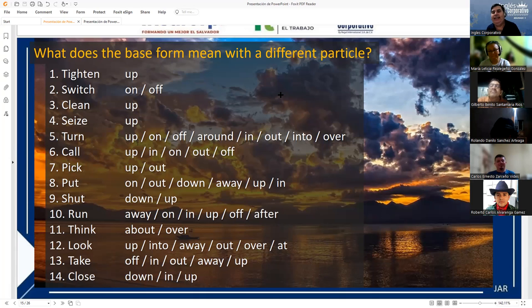Turn in. When you have a report and you give it to your boss, you turn it in. Also, turn in is like when some Salvadorians go to the United States without their documents. They go illegally and they visit other Salvadorians in the United States. And the other Salvadorians turn them in to the police.